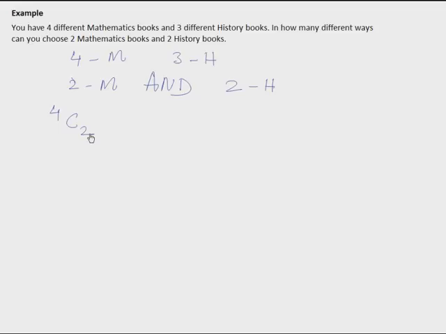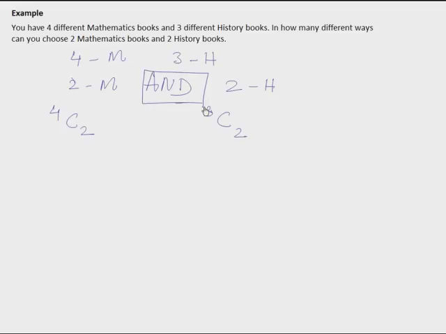Similarly, the 2 history books are only going to come from the 3 history books that I have. And in how many ways can I get 2 history books out of 3 different history books? Well, 3 choose 2. So now I have the number of ways I can pick the 2 maths books, and I have the number of ways I can pick the 2 history books. But I want both.